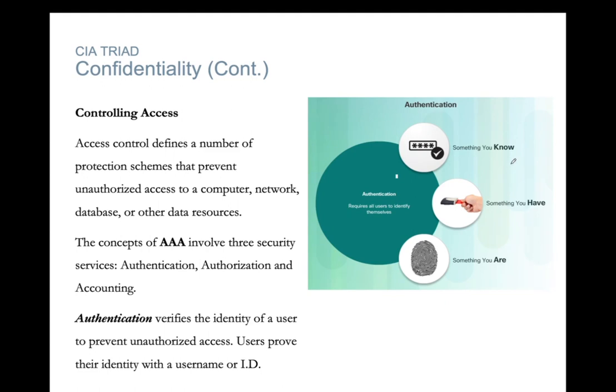The first one is something you know, such as a password. The second one is something you have, such as a token or a card. And the third one is something you are, such as your fingerprints. It requires all users to identify themselves.